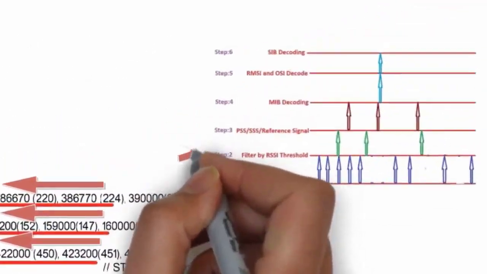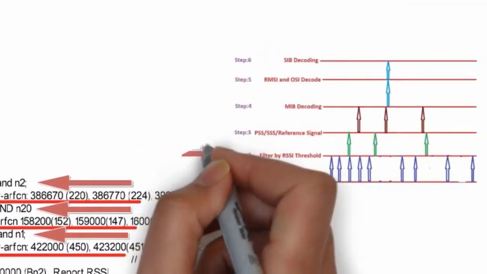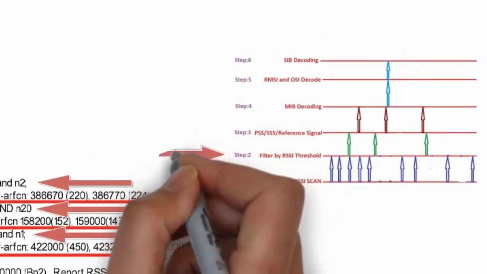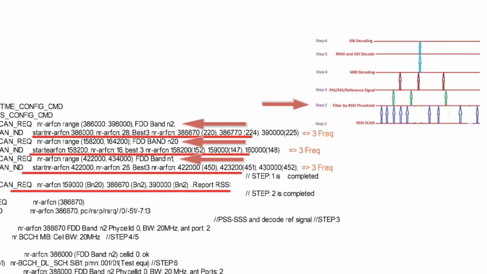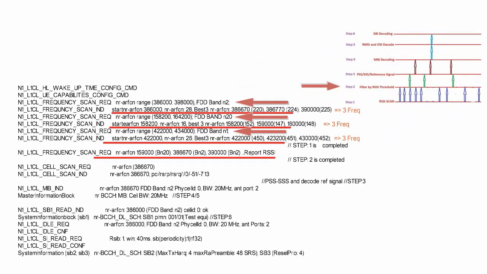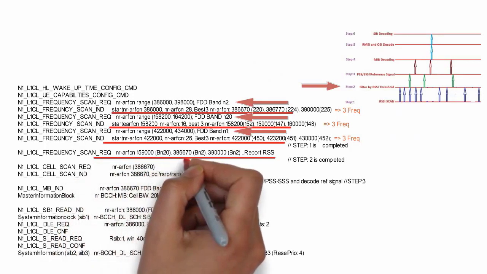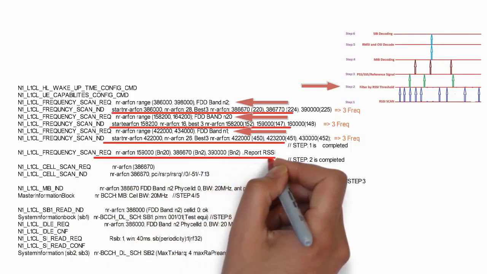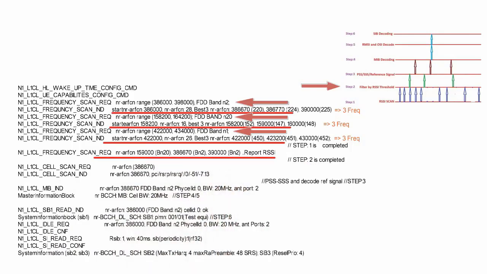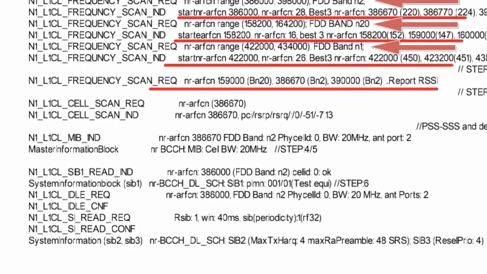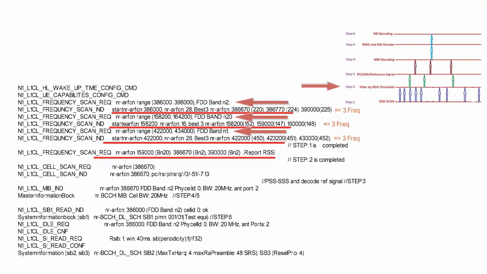Suppose in step 2, again the 5G layer component will prepare the list of frequencies whose RSSI value is greater than the threshold value. In this step, a total of 3 frequencies have an RSSI value greater than the threshold. The 5G NR ARFCN values are 159000 for band N20, 386670 for band N2, and 390000 for band N2. So band N2 has 2 frequencies and band N20 has 1 frequency whose RSSI value is greater than the threshold value. Here the step 2 process is completed.